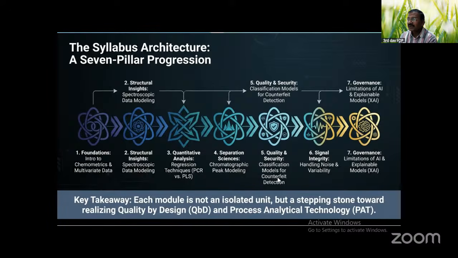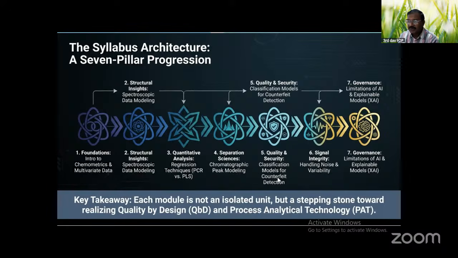The sixth step is signal integrity, how to reduce the noise and get a definite peak or a definite result, with the separation of several variabilities. And seventh one is governance, that means the limitations of AI and the models used, and what the major limitations of artificial intelligence in pharma analysis are.